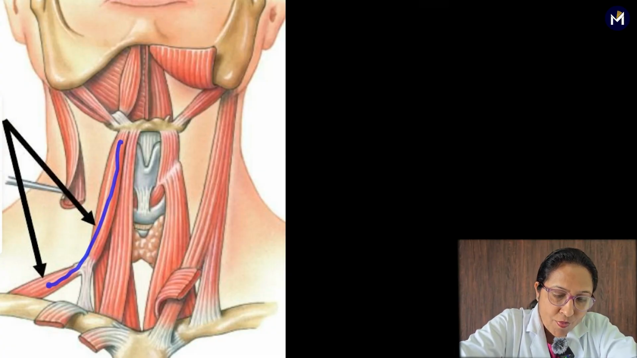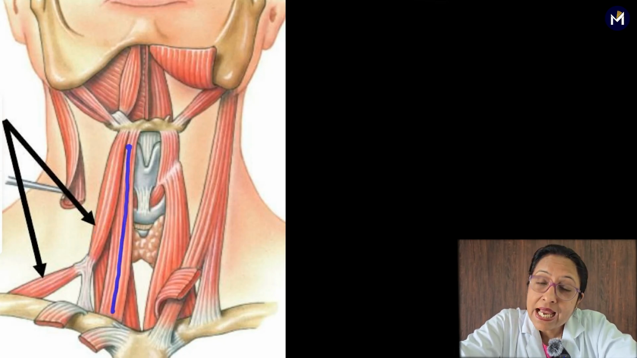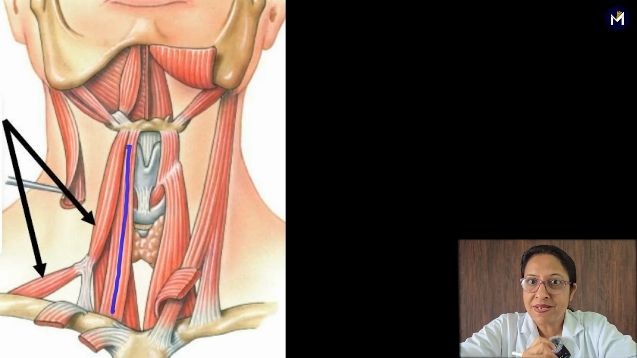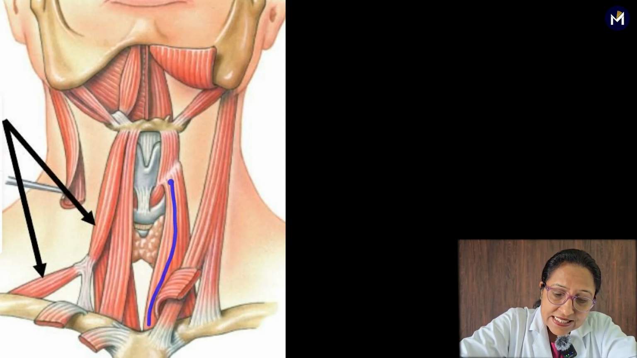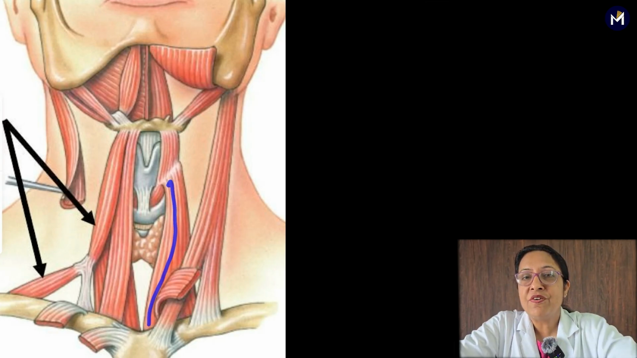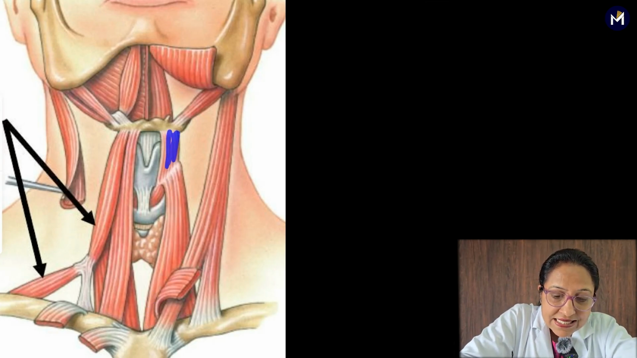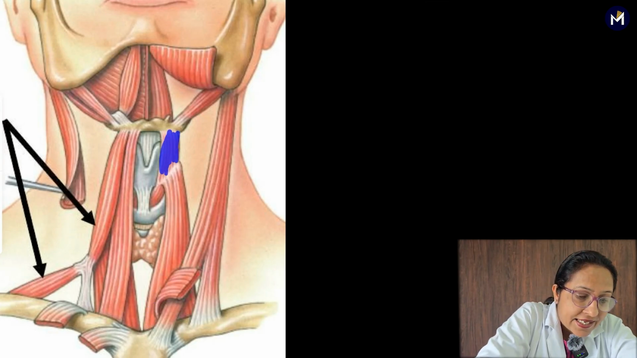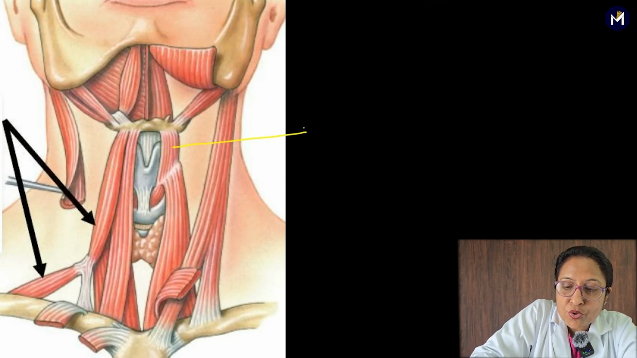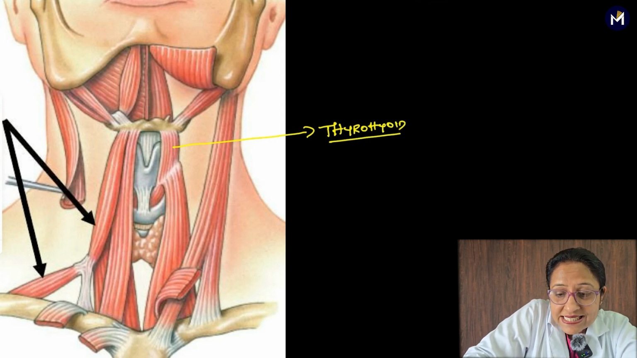So identify the infrahyoid muscles here. This is omohyoid, one of the superficial infrahyoid. This is sternohyoid, another infrahyoid superficial muscle. This muscle is sternothyroid. It's a deep infrahyoid muscle, and this muscle is today's session. This muscle is thyrohyoid. We shall discuss about this muscle now. So here goes the thyrohyoid muscle.